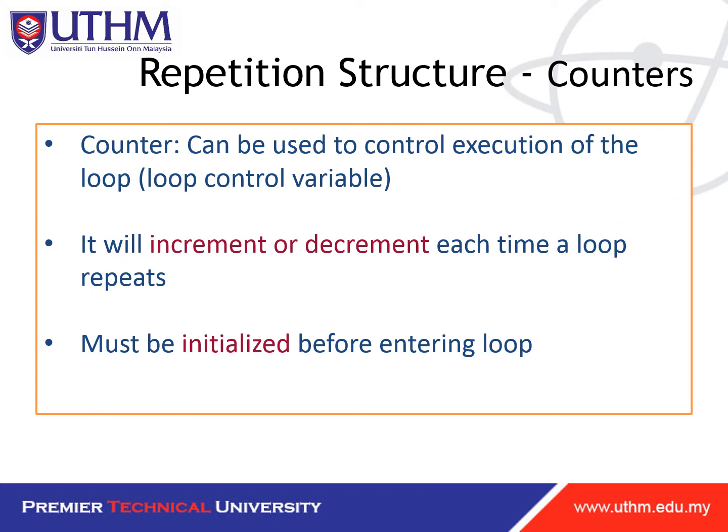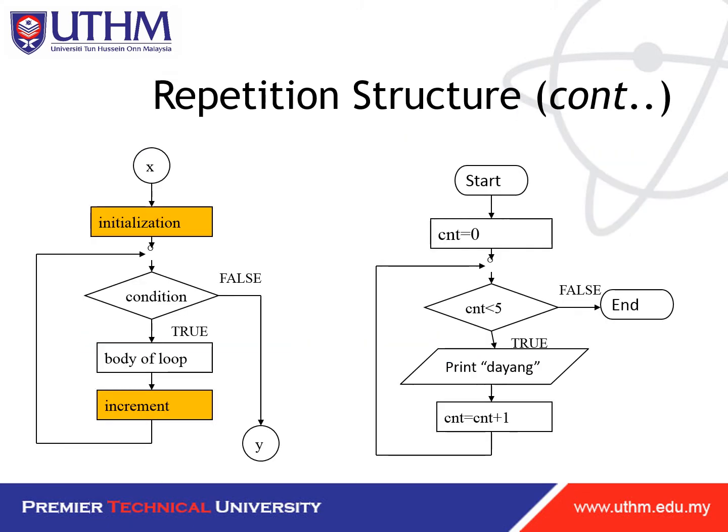Okay. So counters can be used to control execution of the loop. It will increase or decrease each time the loop repeats, and must be initialized before entering the loop. So for example, initialization. So you need to have an initialization, means the initial condition. So if it is fulfilled, then it will go to the body of the loop. If it's false, then it will go to the while. Okay, and then after going through the body of the loop, it will have an increment, and then it will go back to here. Okay, it will keep running until it becomes false. It will not become an infinite loop because you have an increment.